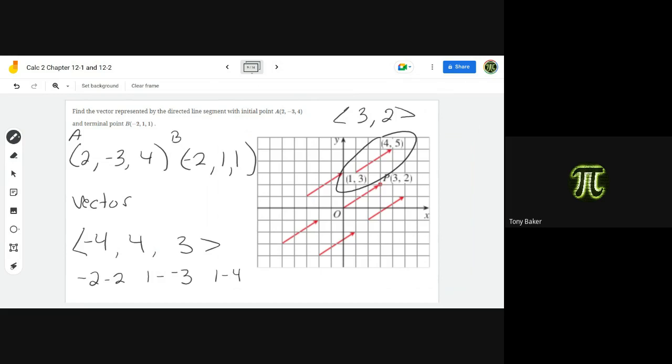Direction matters. It started at A, and my terminal point was B, so we subtract terminal minus initial. If you did it the other direction, my direction would be wrong. If we did 2 minus -2, I would have gotten 4. All the signs would have been backwards. So it makes a big difference to know where you're starting and where you're ending.